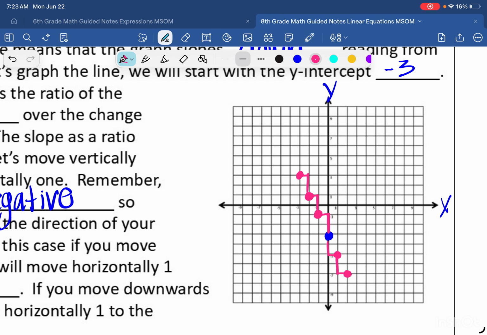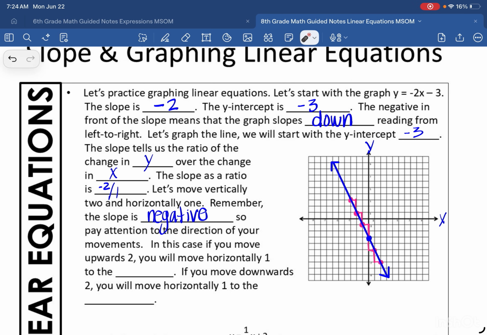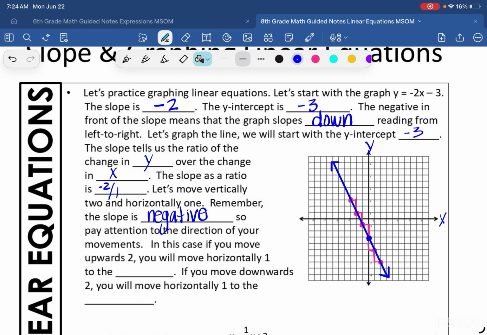There's some points on my graph, and now I'm going to connect them to make a line. So it says, in this case, if you move upwards 2, you will move horizontally 1 to the left. If you move downwards 2, you will move horizontally 1 to the right. And it's just getting the idea of what direction I need my line to be going.